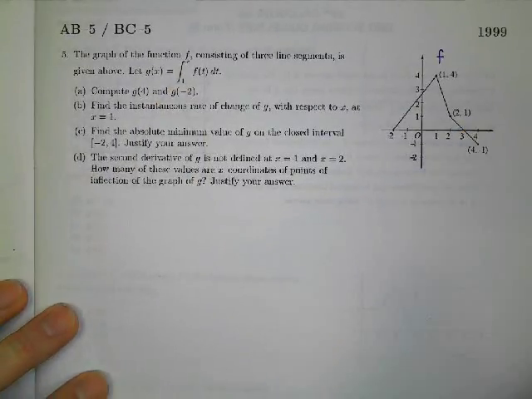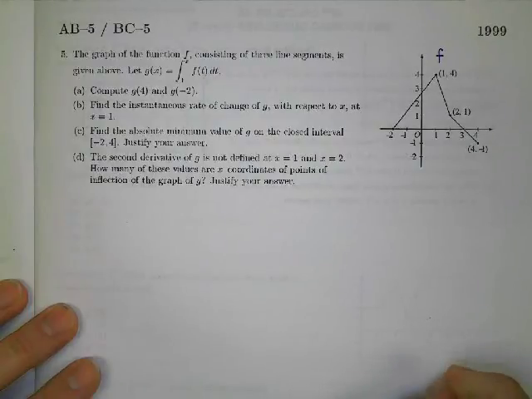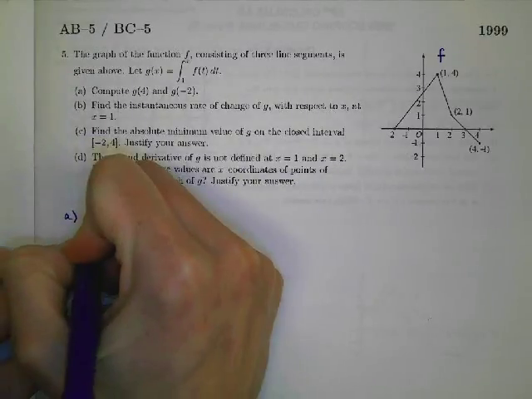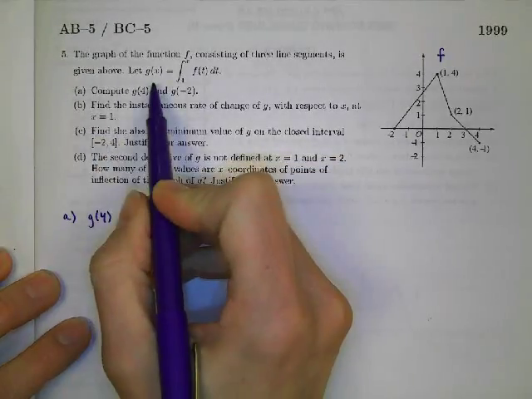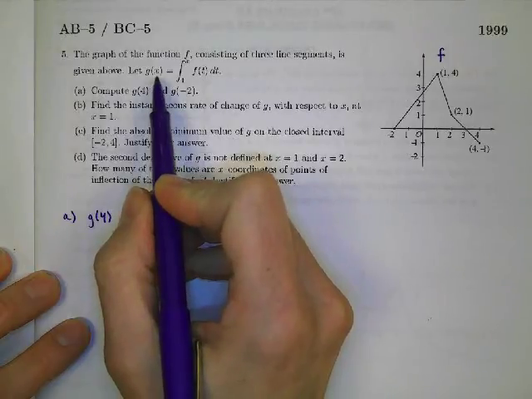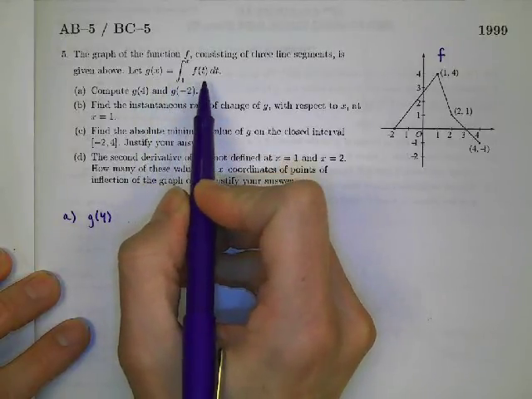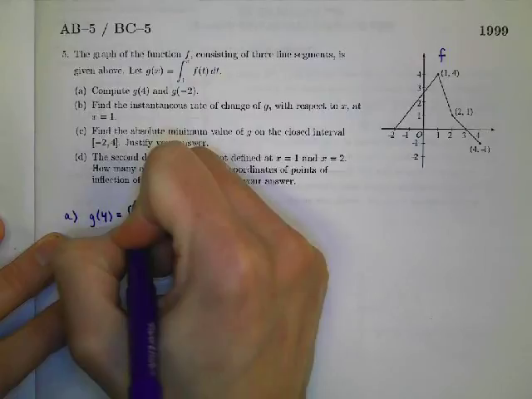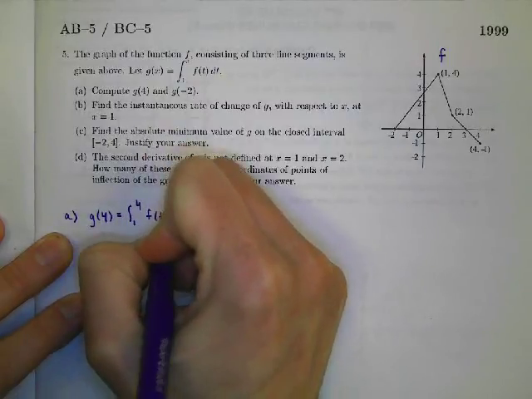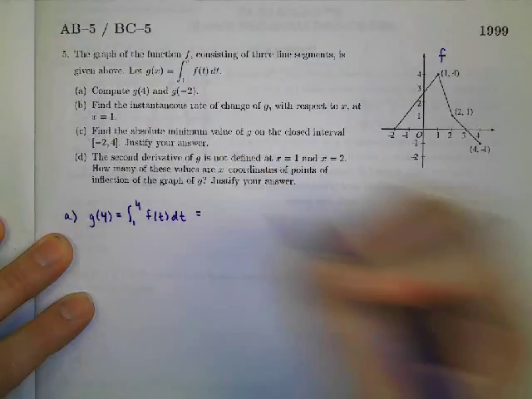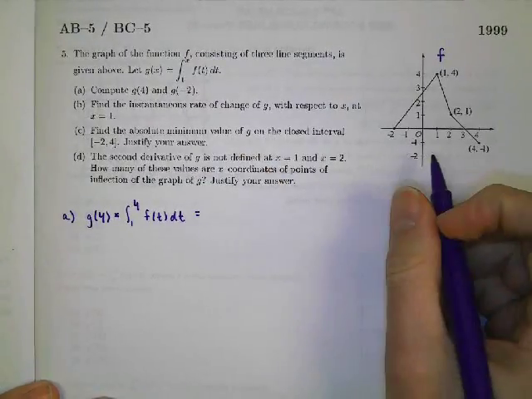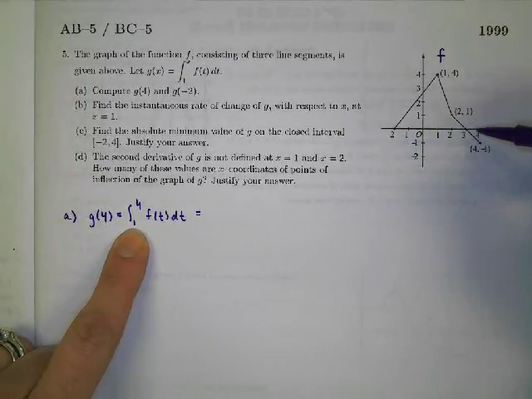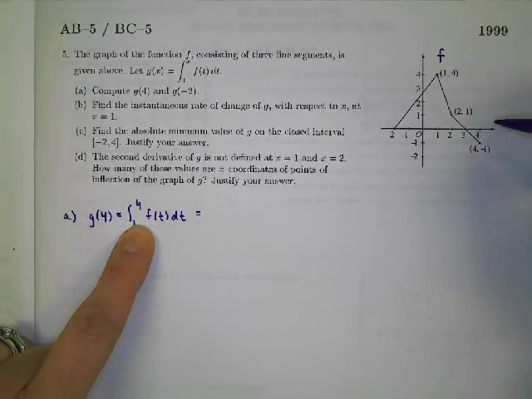So let's see what they're asking us to do. In part A, they're asking us to compute g of 4 and g of negative 2. So for g of 4, I'm going to go here to how my function g is defined. So g of x is the integral from 1 to x of f of t dt. So since I'm finding g of 4, I'm going to evaluate the integral from 1 to 4 of f of t dt. And since we're evaluating an integral and we have a graph here, this is just going to be the area between the curve and the x-axis between 1 and 4.